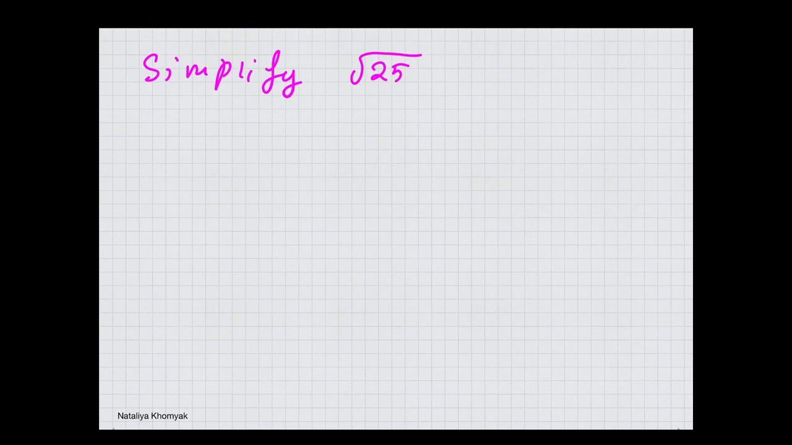So here we have to simplify the square root of 25. That's a square root. 25 can be written as 5 times 5, or 5 to the second power. Then to take the root, you will cancel the square root and the second power, and we are left with 5 as our solution.